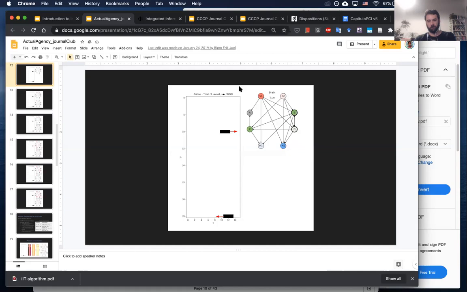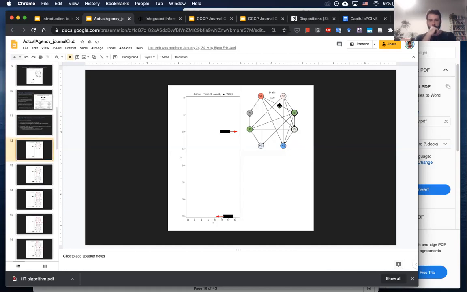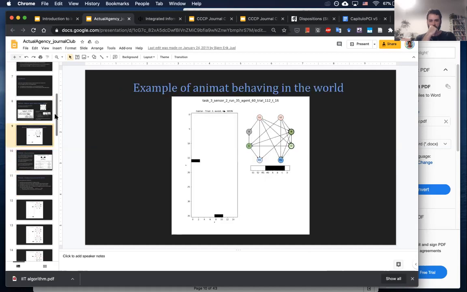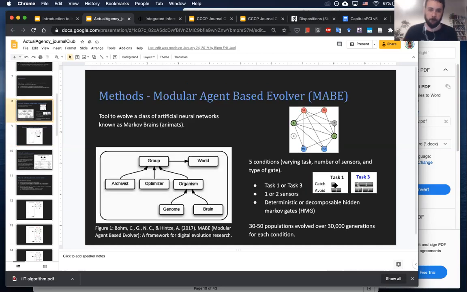These animats, called Markov brains, evolve in a natural environment in which each has a genome, and the genome codes for a TPM. This is a representation of the brain of the animal. It gets selected based on its fitness in the game it's playing. The game is a task in which it has to catch a small block and avoid another block.